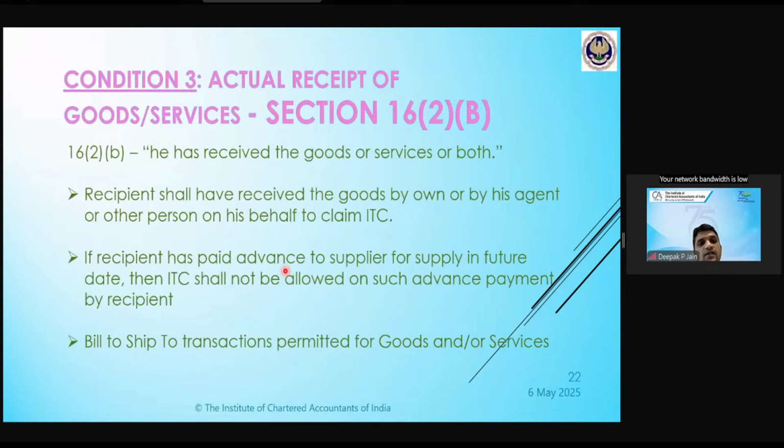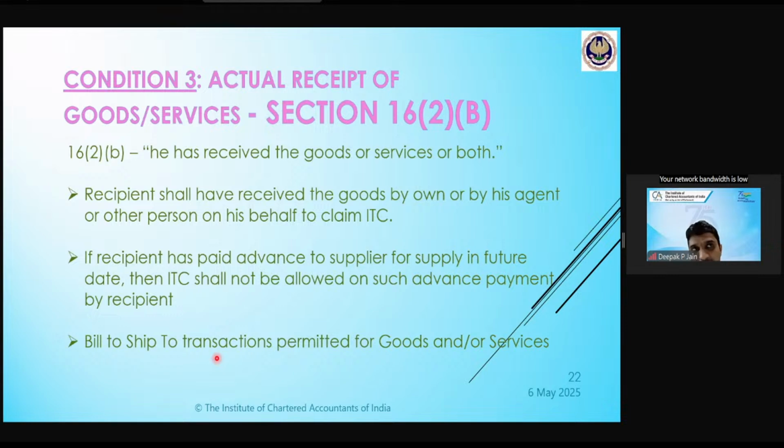Condition number 3 is actual receipt of goods. You should have actually received the goods, where the recipient shall have received the goods by himself or by his agent. That's fine. Either you receive it or you authorize the agent to receive on your behalf. That is treated as actual receipt. If the recipient has paid advance, when we pay advance, the supplier will charge GST. Can we take that credit? No, we cannot, because you have paid the advance but you have not received the goods, so you cannot claim the credit.